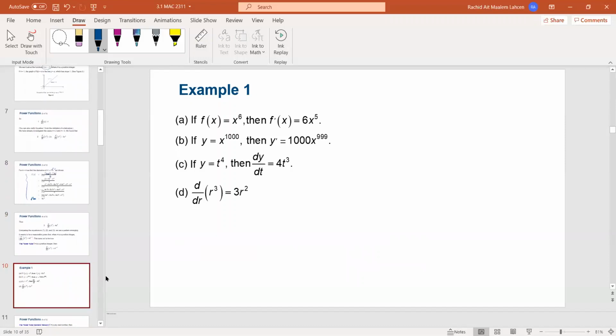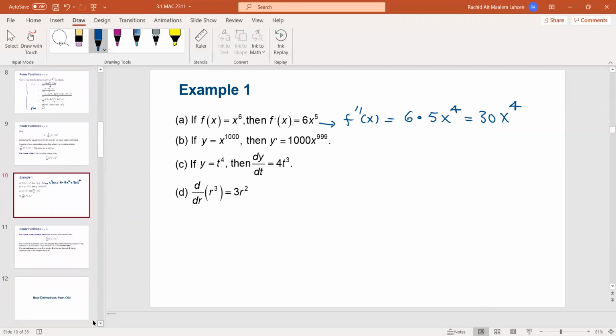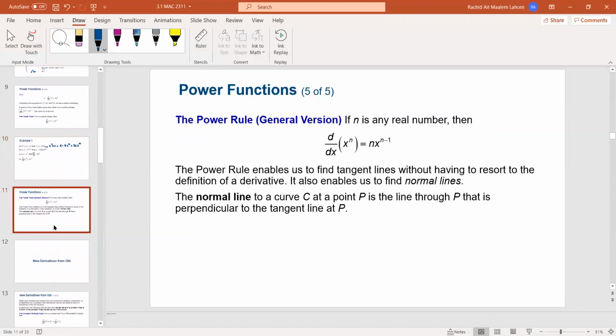And these are some examples. x to the 6th, the first derivative is 6x to the 5th. So if I want the second derivative, then it will be 6 times 5x to the 5 minus 1, which is 4, right? And so forth. You can see these examples, and they're the same thing. So the power rule in general is this one here. And there are some other details we'll talk about later.